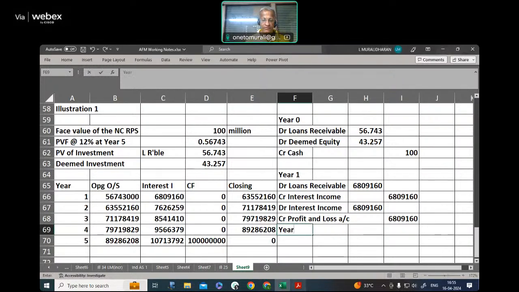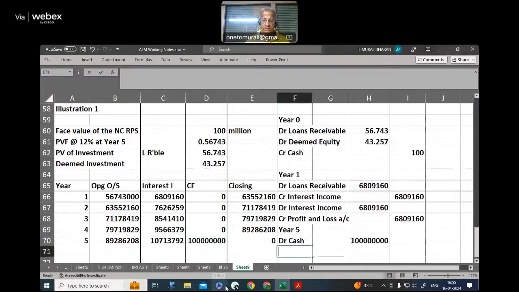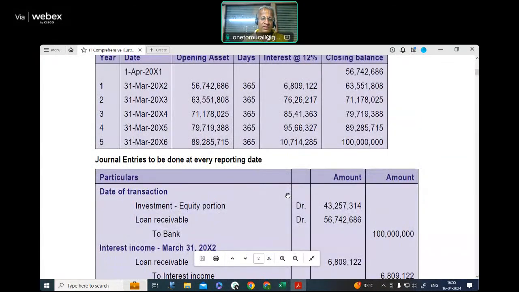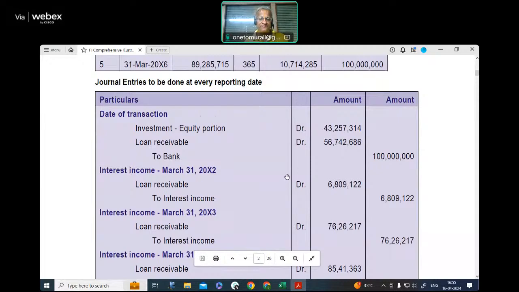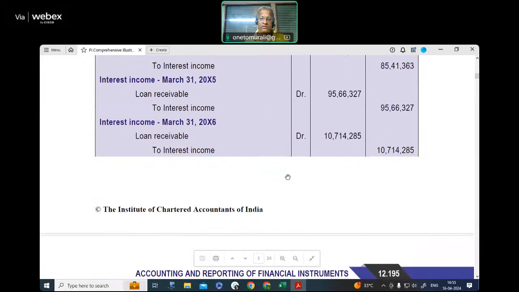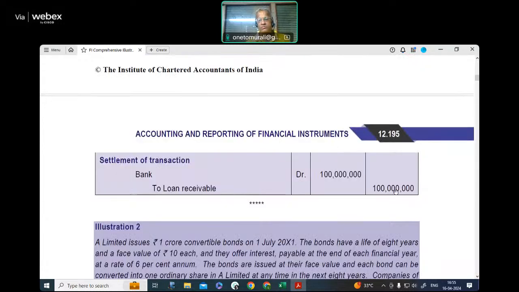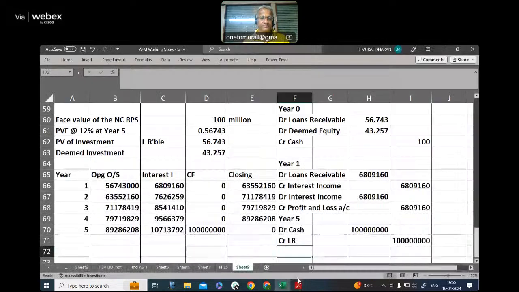At year number 5, debit cash, credit loans receivable, this much. I am not taking up the intermittent portions because they are all easily understandable. Finally, so much of income and finally the bank to loans receivable. Correct?